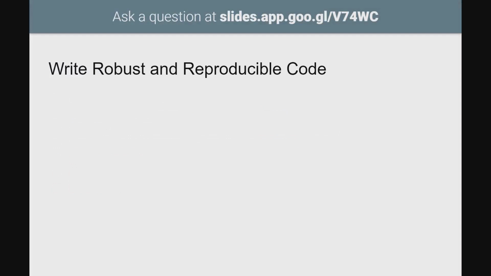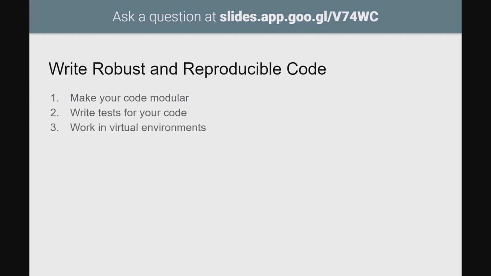So, some basic tools in order to write reproducible code. The first and foremost is write robust and reproducible code. And what does that mean? Your code should be super modular. You write tests for your code. Most data scientists do not write tests for our code. We do test our code, but there are no tests that are properly written, no unit tests. We don't know what the coverage of code is. We don't know what percentage of our entire code base is actually tested and has test suites written for it. Work in virtual environments.